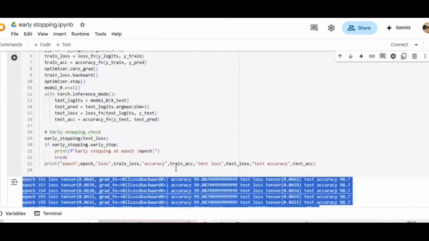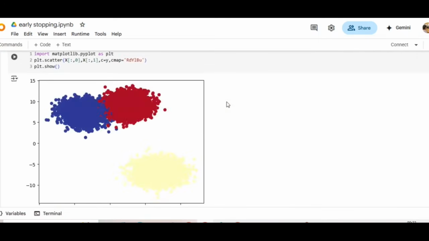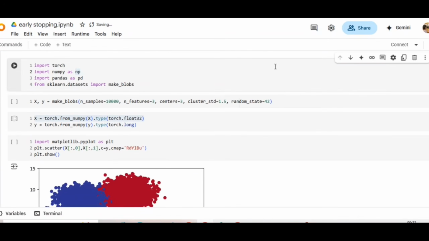I'll be sharing this entire code snippet in the description. You can experiment on this.